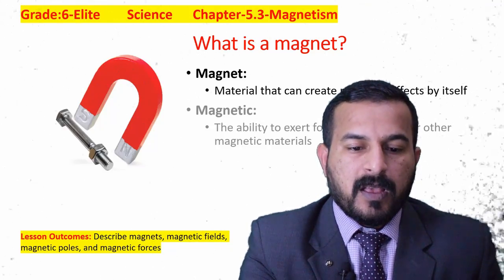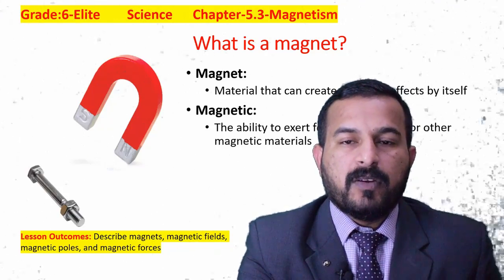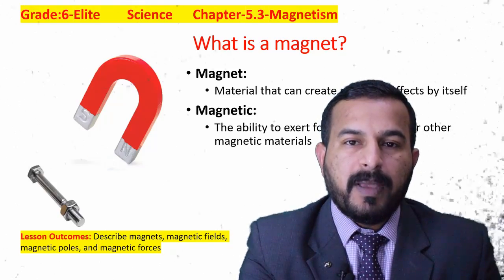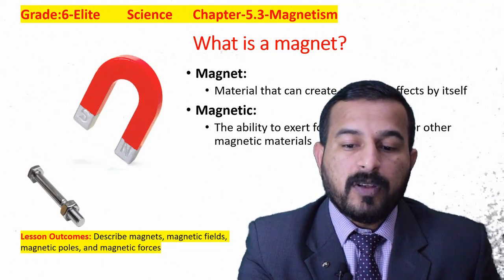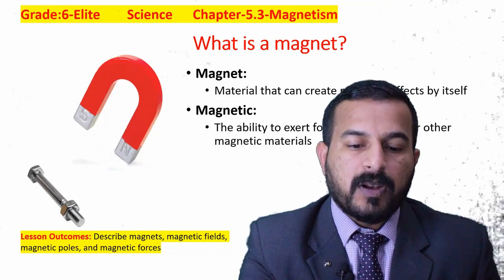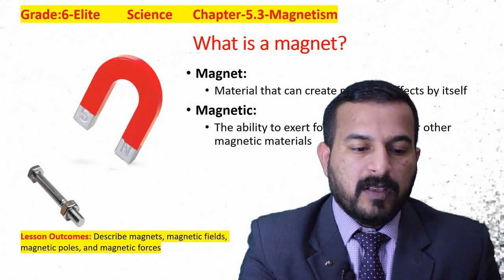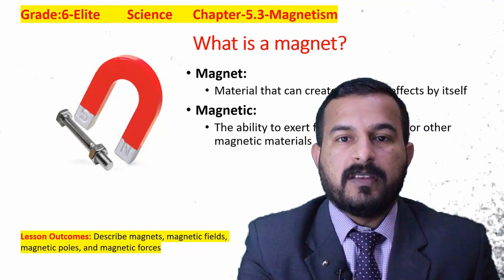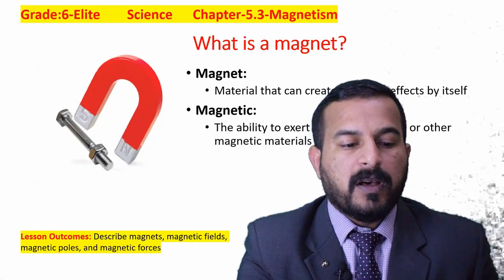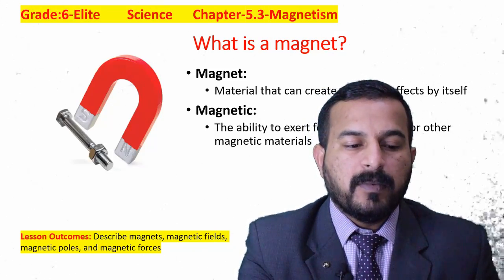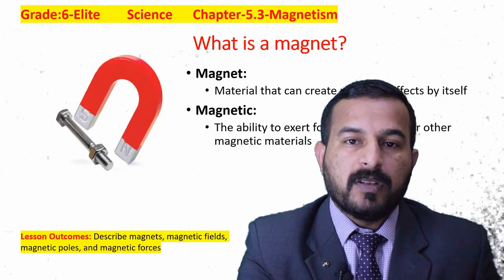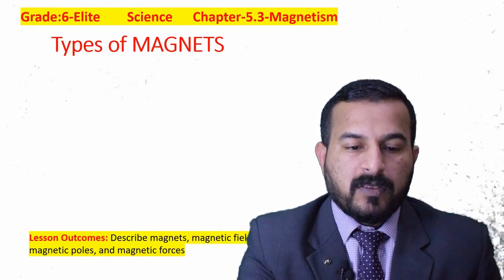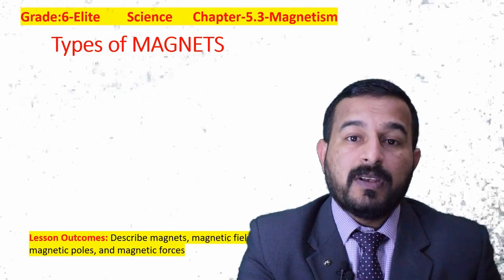Especially you can see a horseshoe magnet on the screen. And magnetic ability can be described as anything which exerts force. It can be on a magnet or other magnetic materials. As you can see, there is a horseshoe magnet on the screen, and a nut and bolt is getting attracted towards it because it has the magnetic capacity. So let's go to the different types of magnets.